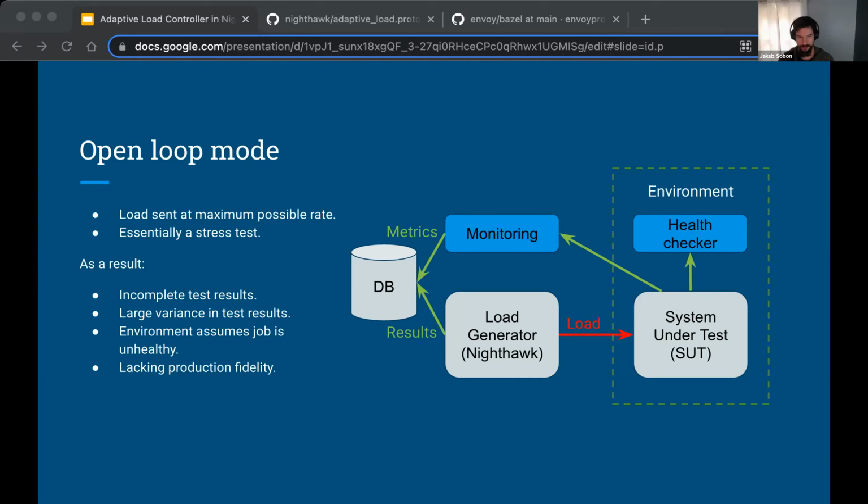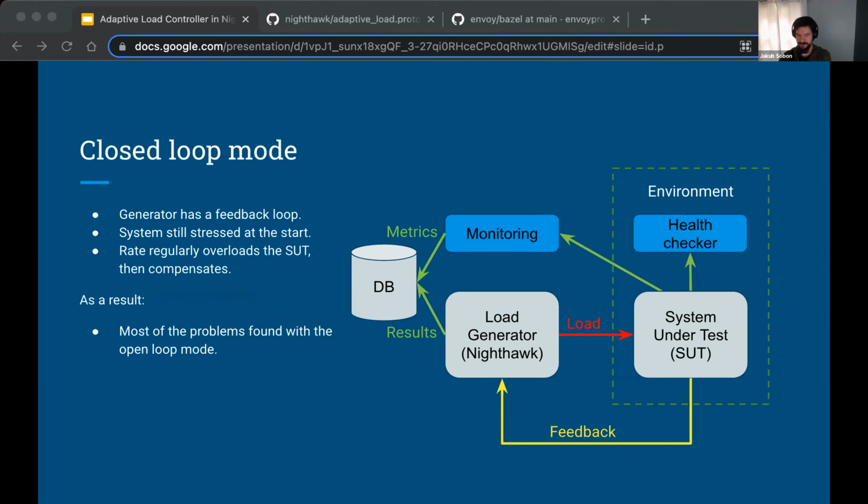Very good. So thank you, Joel. So that was the open loop mode. And the natural solution to the problems discussed of the open loop mode is to use what is called the closed loop mode. You'll notice that the diagram is the same. We just have a feedback loop between the system under test and the load generator now.